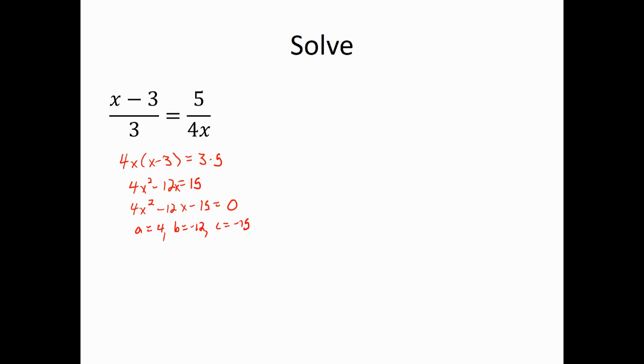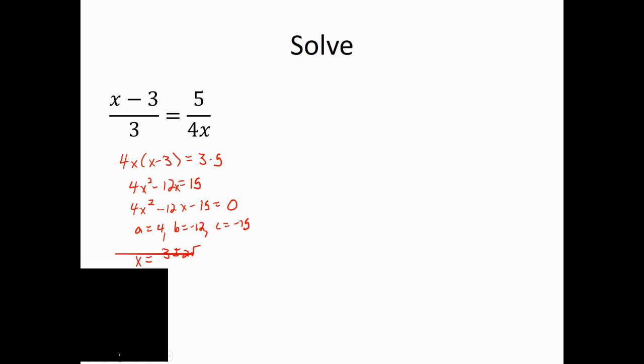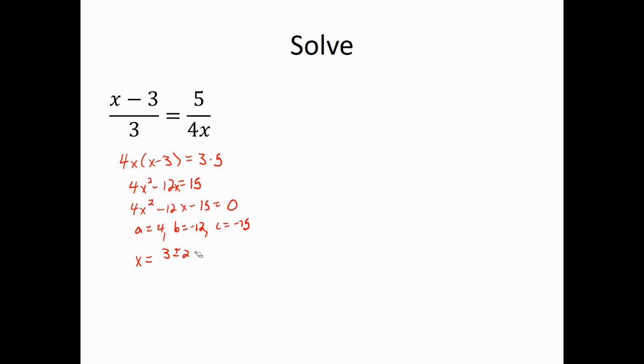You could pause the video here and actually try it out yourself. But what you should end up with for the possible values of x are 3 plus or minus 2 times the square root of 6, over 2. That's what you should get.